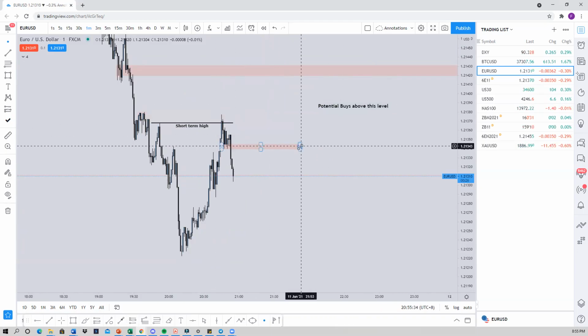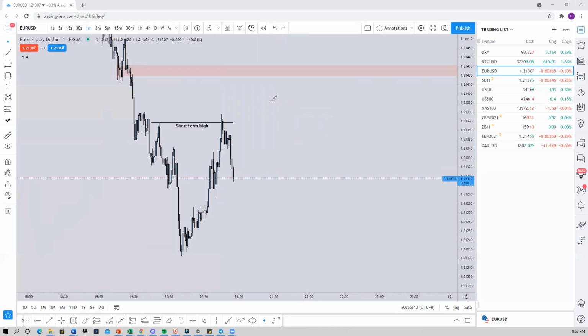So what we need to focus on is to always understand the range that we are working within. By understanding the range that we are working within, we are able to filter out sells and buys.